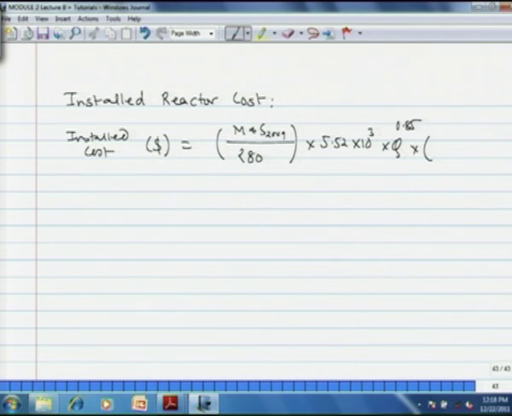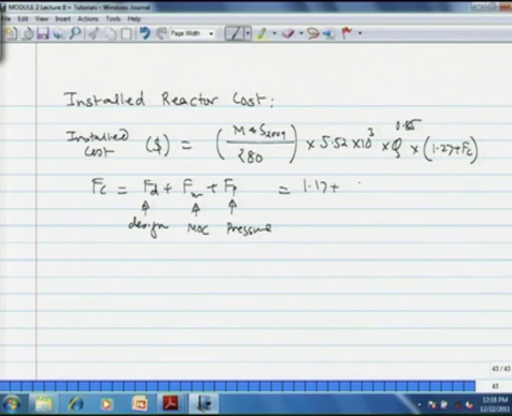The heat duty Q raised to 0.85 plus all the correction factors. FC, the correction factor, is the summation of the correction factor due to design, due to the material of construction of tubes, and the operating pressure. We have already been given the values, so we simply substitute to get the net correction factor: 1.17 plus 0.35 plus 0, that is 1.52.